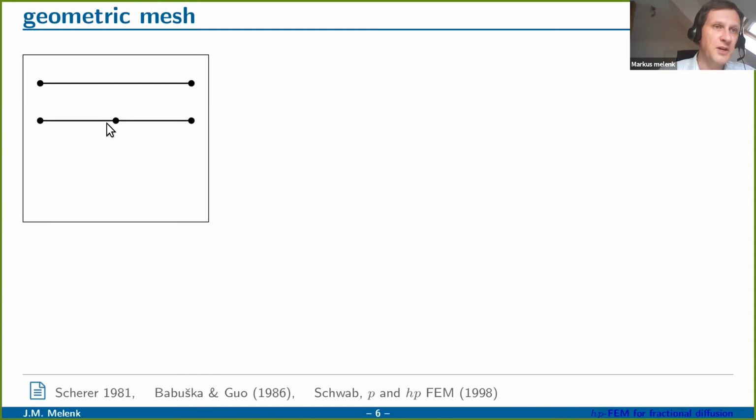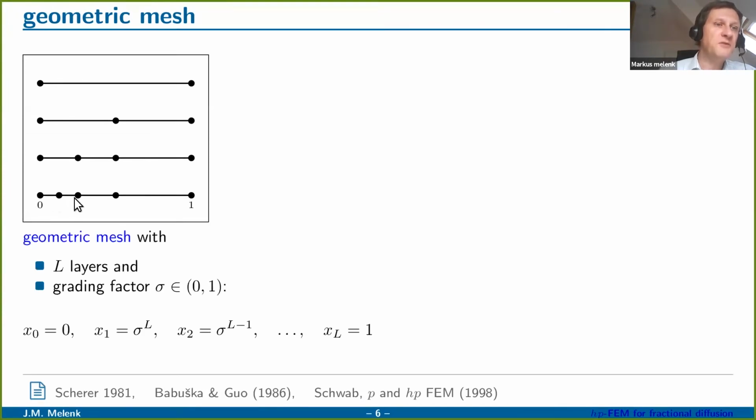So for example, on the next mesh, we refine by splitting into 2. And then we refine again by splitting again into 2, but only the left element. And then we refine again, but only the leftmost element, and so forth. So a geometric mesh, more generally speaking, with L layers and grading factor sigma is given by the points: left endpoint 0, and then sigma to the L, sigma to the L minus 1, and so forth up to sigma to the 0, which is 1.